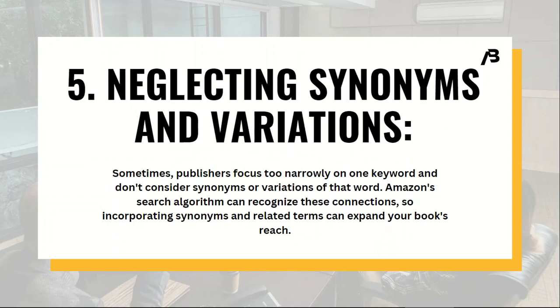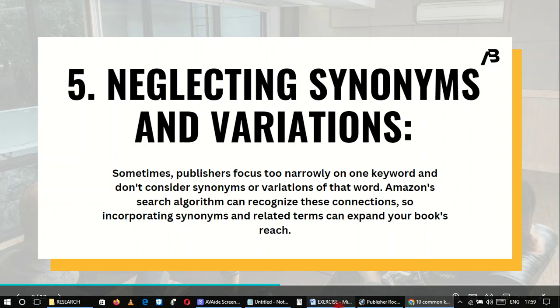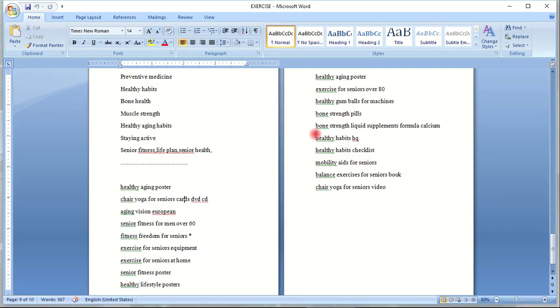Now, number five is neglecting synonyms and variations. Publishers make that mistake of just focusing or narrowing their research to one keyword, not considering synonyms or variations. Now, Amazon's search algorithm works in a different way. Let me go back to this example I showed you here. This is an example about a book I wrote recently, exercise for elderly people. So you can see, let me use this keyword as an example.